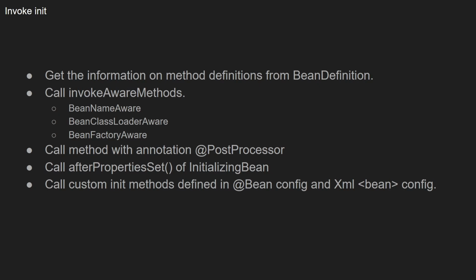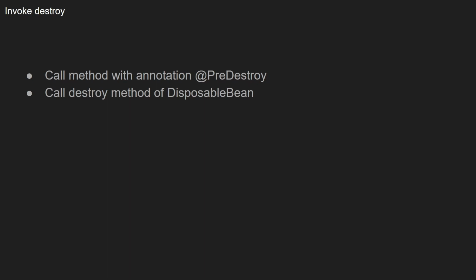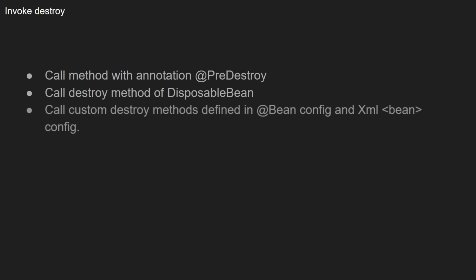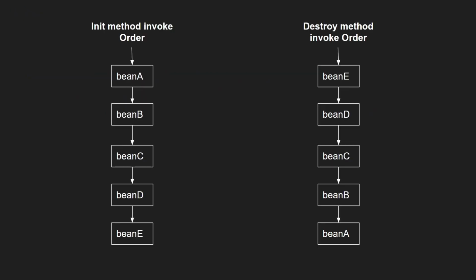Once the init methods are called, your application starts and you use those beans in your application. And just before shutting down the application, the destroy methods are invoked. And in the destroy method, similar thing happens. The first priority is for the annotated classes with pre-destroy. And once the method annotated with pre-destroy is called, it calls the destroy method of the DisposableBean, which means if your class implements the DisposableBean, the overridden method is called. And once this DisposableBean method is called, the custom destroy methods are called, which were defined in the @Bean and XML configurations.